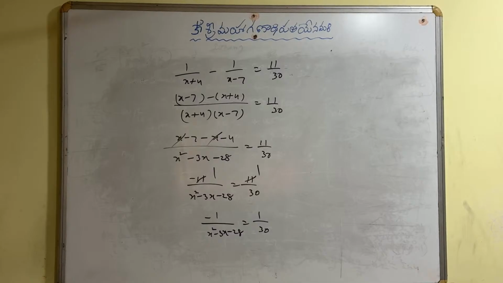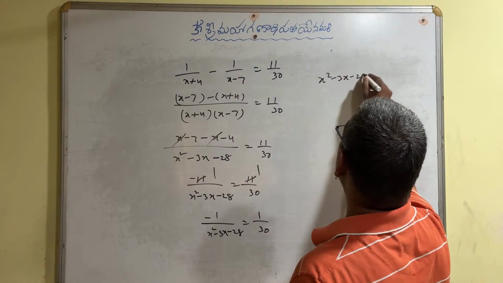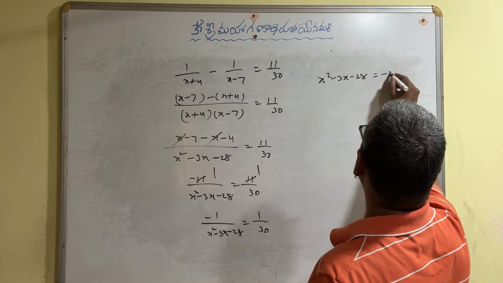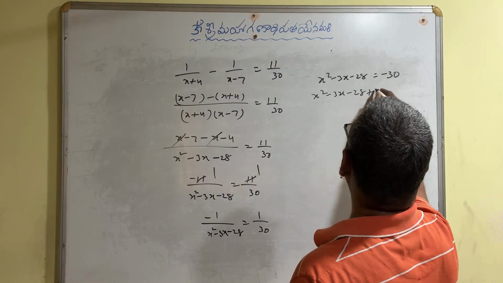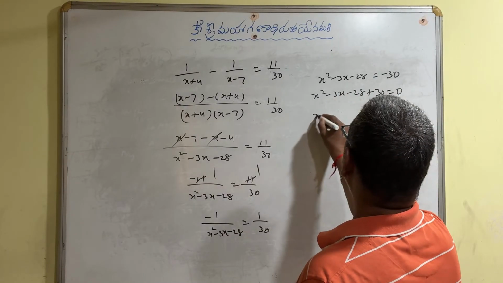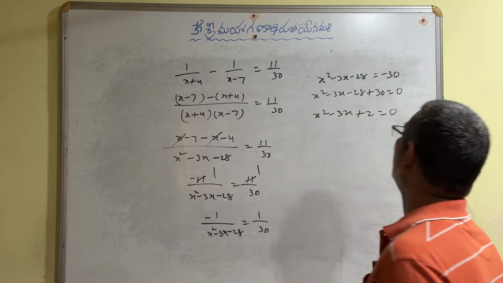Now do cross multiply. What comes? x square minus 3x minus 28 is equal to negative 30. x square minus 3x minus 28 plus 30 is equal to 0. x square minus 3x plus 2 is equal to 0.